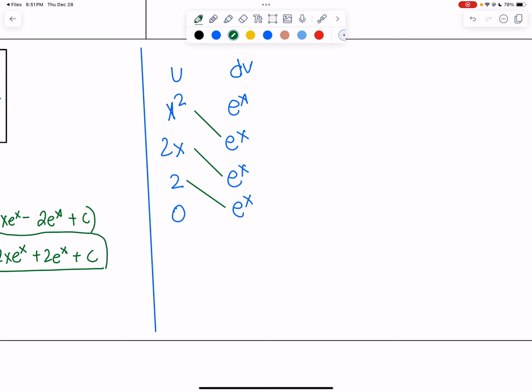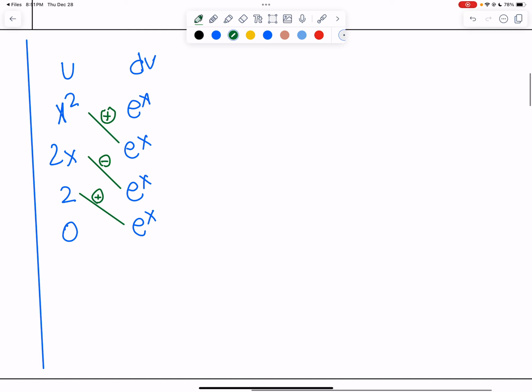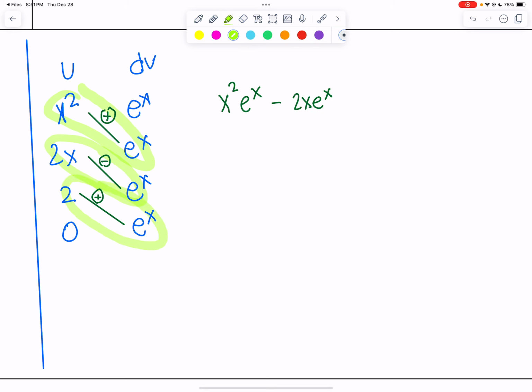And then what I mean by alternating signs is that this is going to be positive, this is going to be negative, and then this is going to be positive whenever we multiply them. So here, I'm going to multiply x squared and e to the x. Here, I'm going to multiply 2x and e to the x, but since I have a negative, it's going to be negative. And then here, I have 2 and e to the x, so plus 2 e to the x, and then I have plus c.